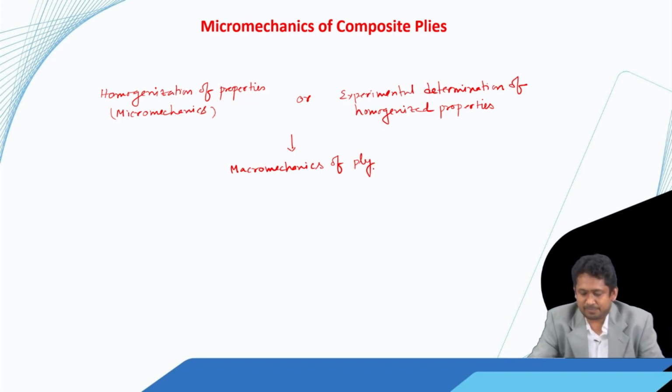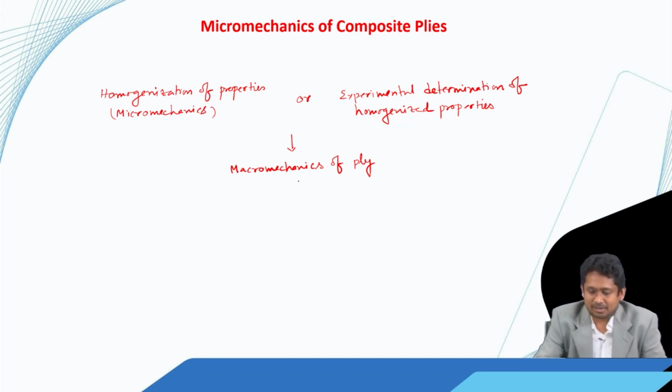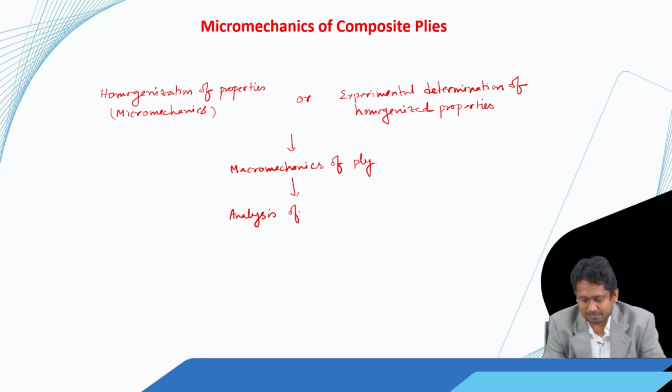In this step, we look into the challenge due to the anisotropy. So, after we get the homogenized properties, we will see that these properties are different in different directions. So, how to deal with that? That is what we do here by macromechanics of ply. Once we do that, then we go for analysis of laminate.